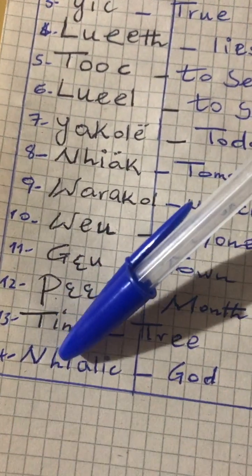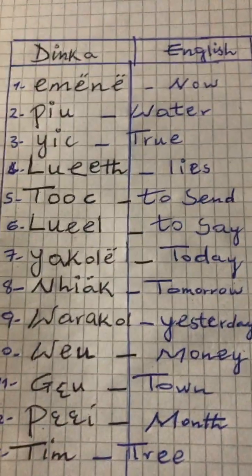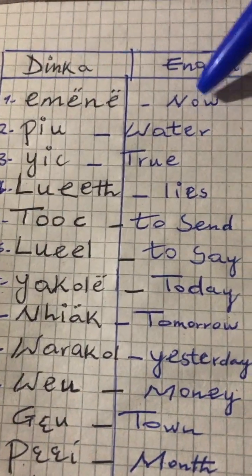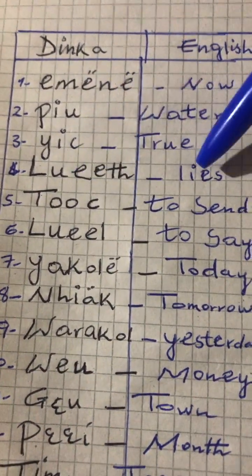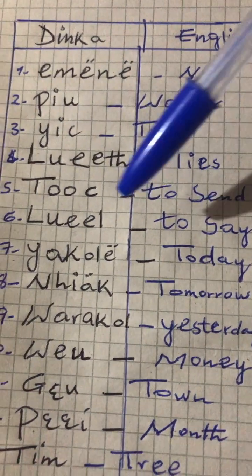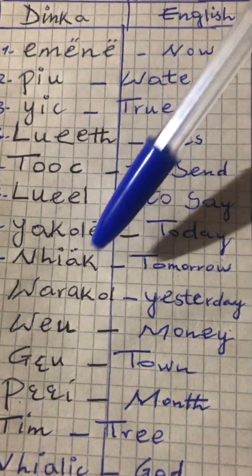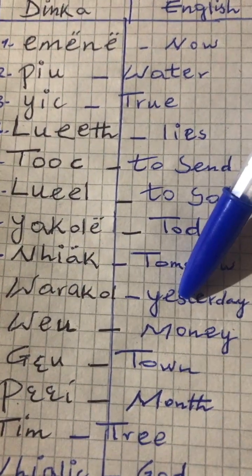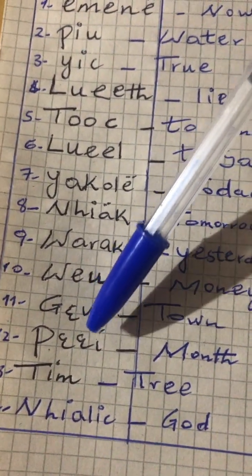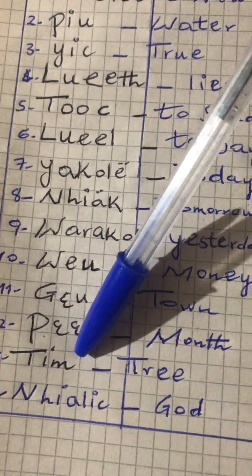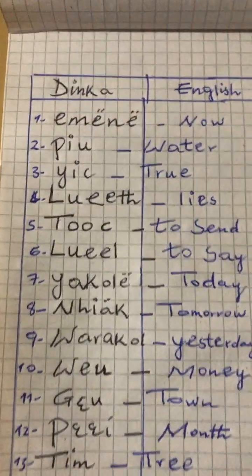God. Knowledge means God. Okay, let's make a recap. Emene, now. Pew, water. Yich, true. Luet, lies. Torch, to send. Luel, to say. Yakola, today. Nyak, tomorrow. Warakol, yesterday. Weu, money. Geu, town. Pay, mom. Team, tree. Knowledge, God. Okay guys, these are 14 Dinka words.